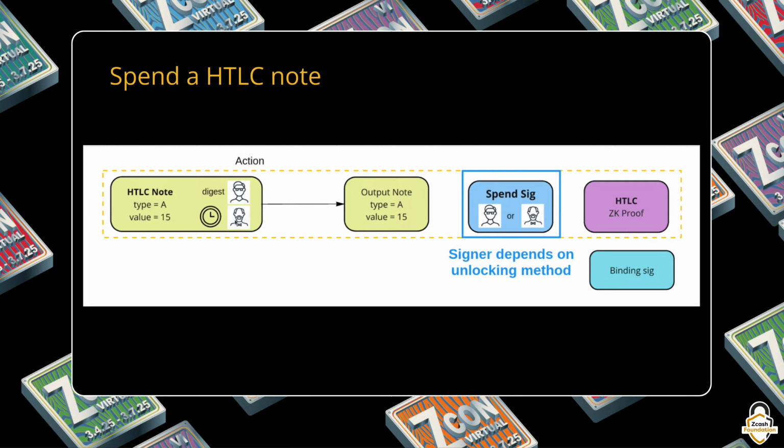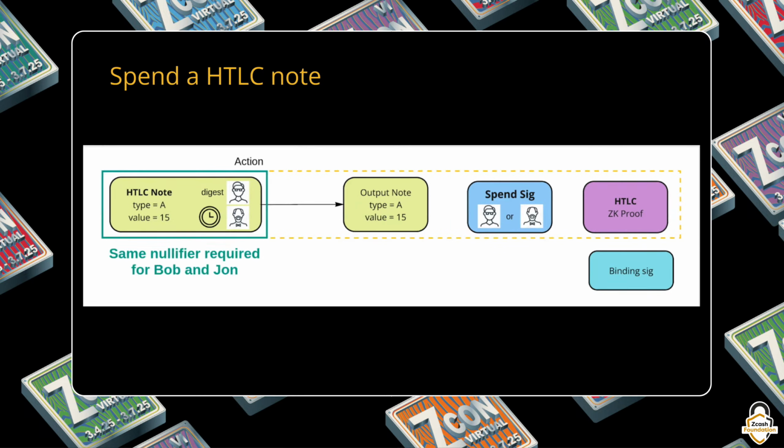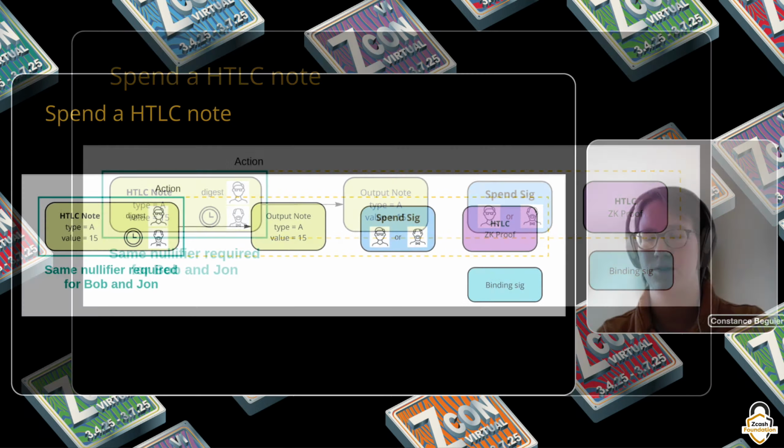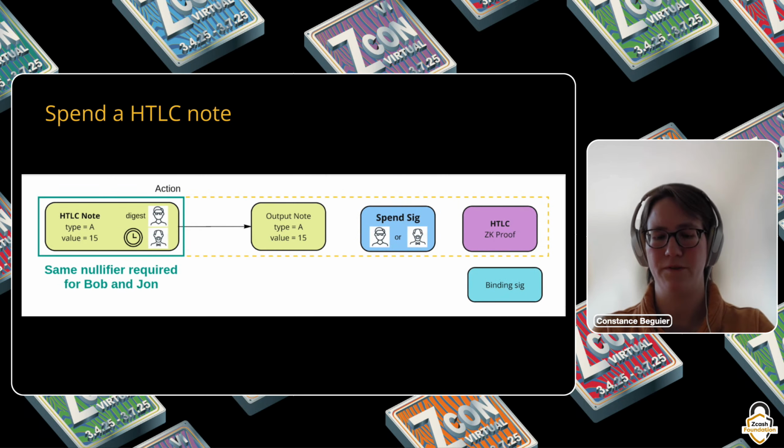So now the signer is not defined by the HTLC node alone, but by the HTLC node and also by the unlocking method of the HTLC node. Then we have to think about the nullifier. When we spend a node, we will reveal a nullifier. The goal of this nullifier is to not be able to double spend this node. So we need to have the same nullifier when Bob spends the node or John spends the node.